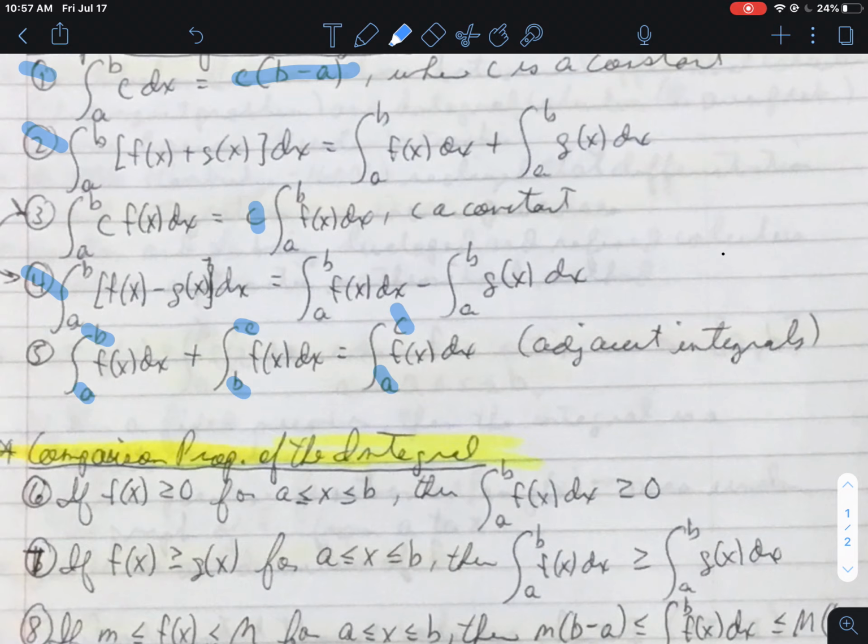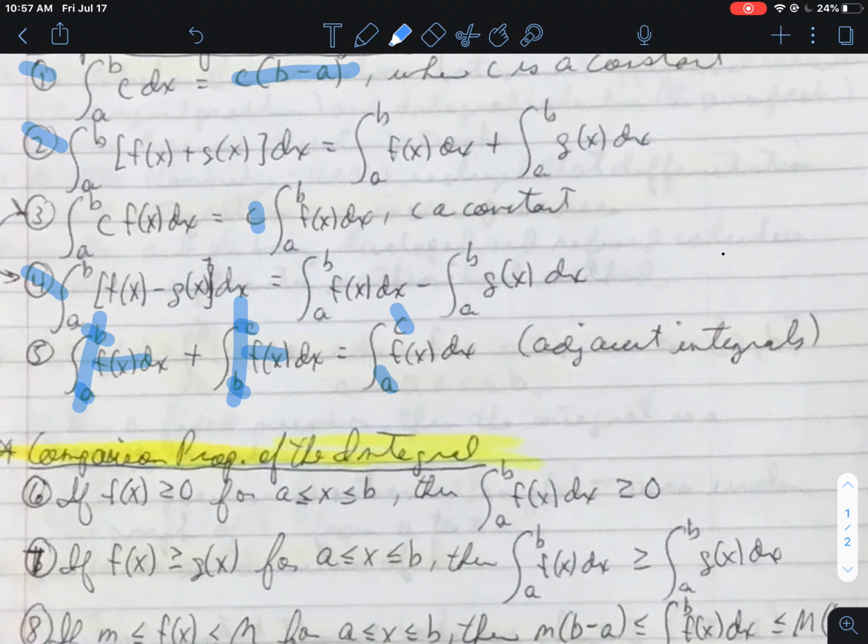But if you remember, again, what does the integral calculate? It calculates the area under the curve. So if I calculate the area under this curve f of x from a to b, and I calculate the area under f of x from b to c, then I can just add those two areas together, right?